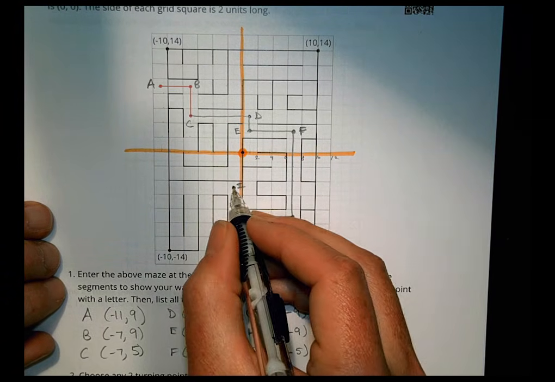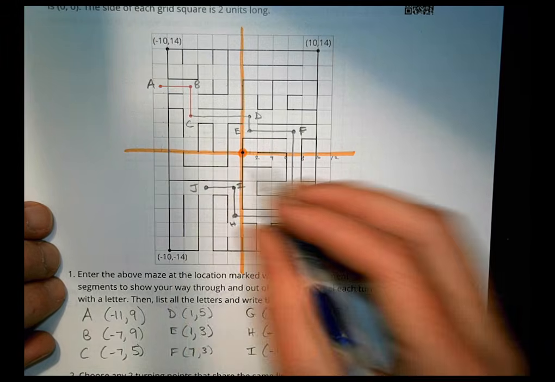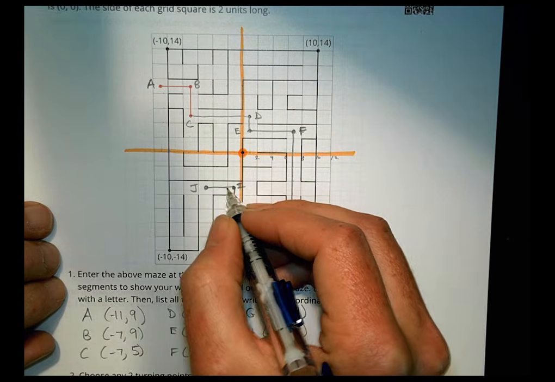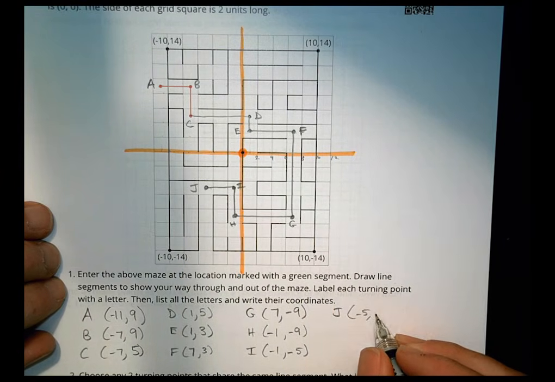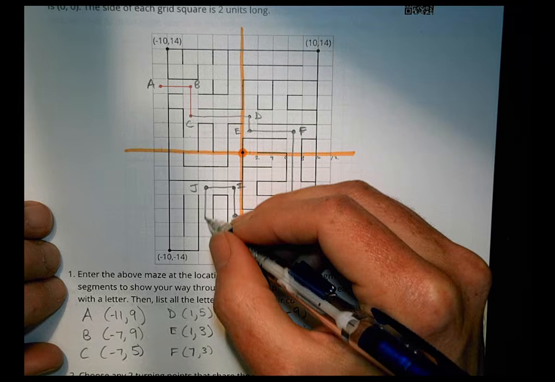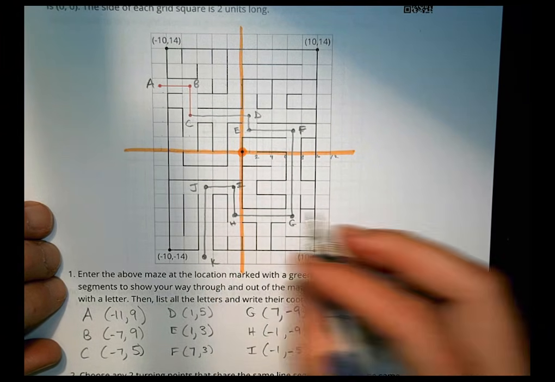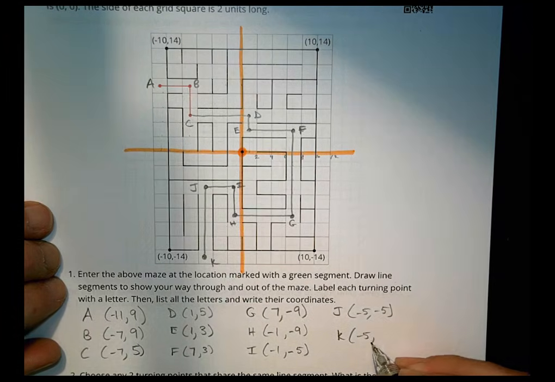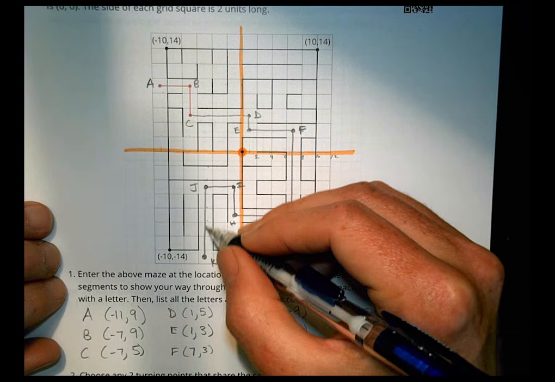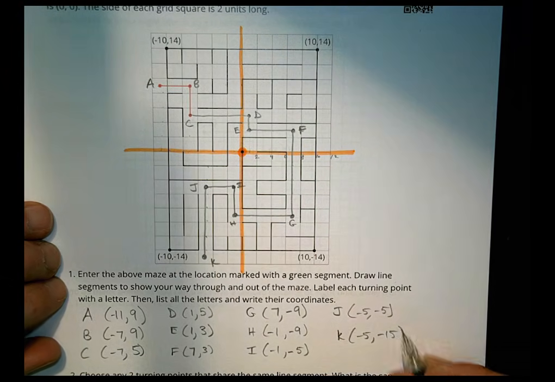Then we'll go this way for J. And for J, our X value changed, so we go 2, 4, and negative 5. And the Y values stay the same. And then we go out at K. And at K, our X value stays the same, but our Y value is now 2, 4, 6, 8, 10, 12, 14, and one more makes 15, negative 15.